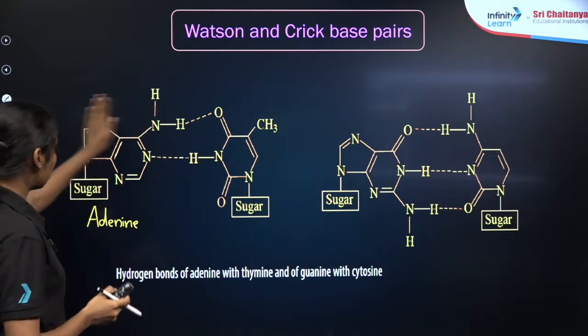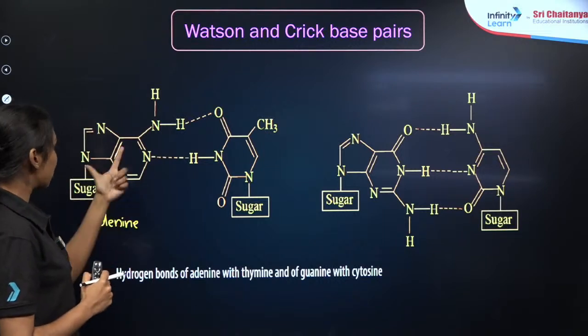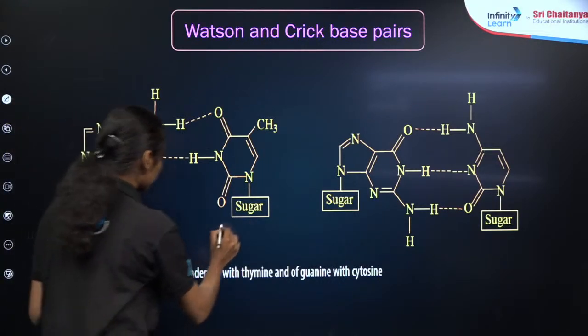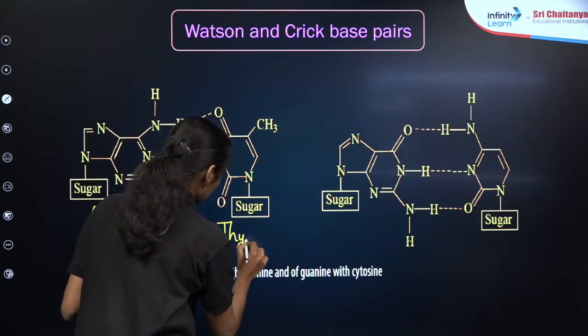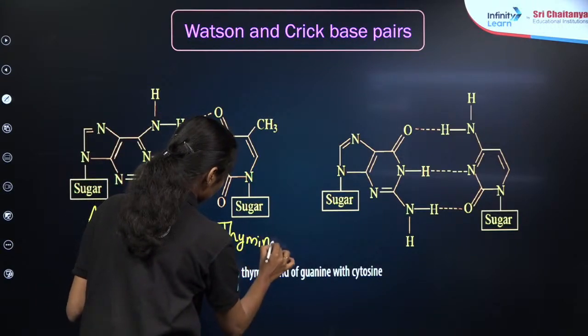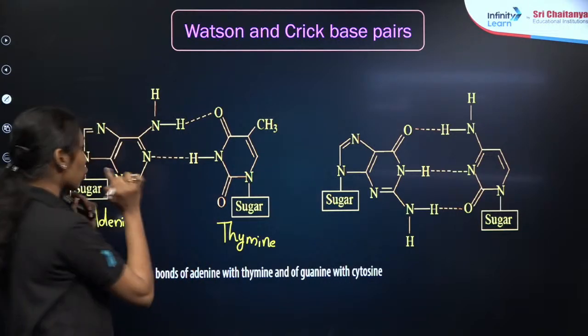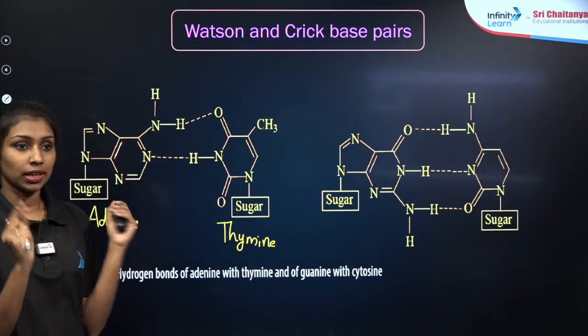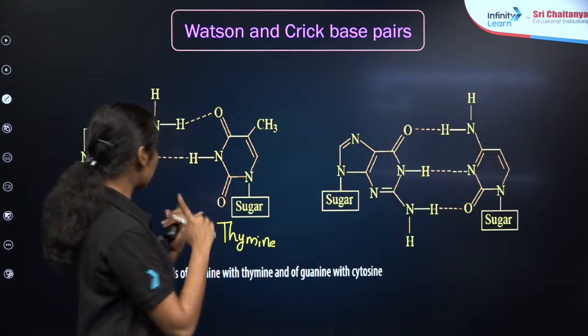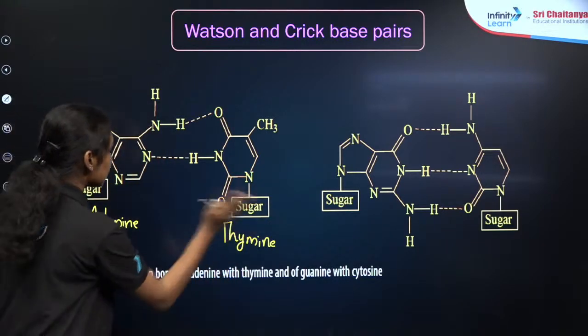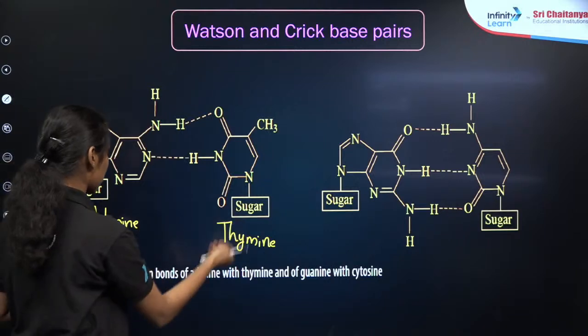Okay, this is our adenine molecule. This is the nitrogen base named adenine, and it will combine with thymine. So the second one is thymine. Here you can see that a sugar molecule is also present, so we can call these nucleosides, in which sugar and base are present. This is the adenine nitrogen base and this is the thymine nitrogen base.